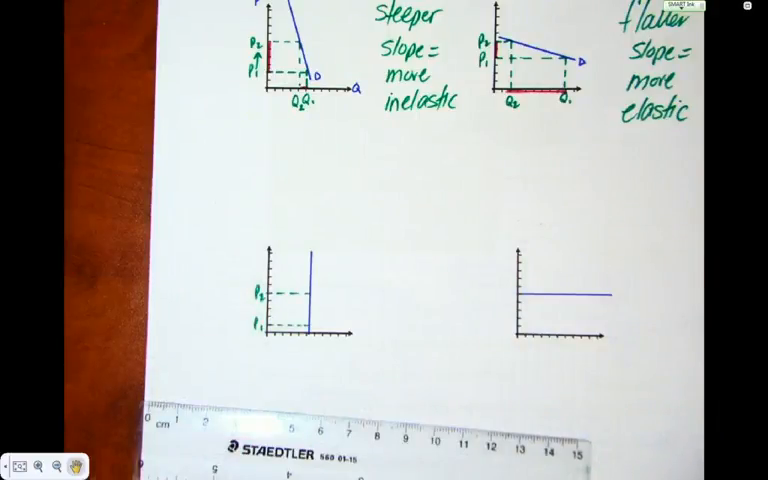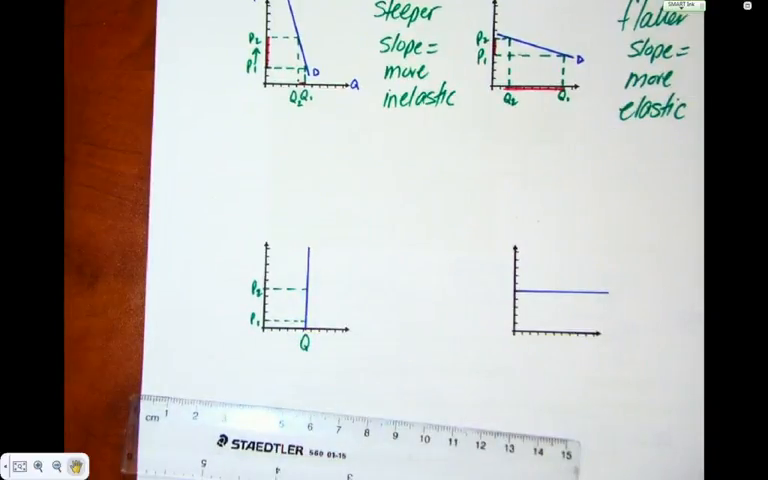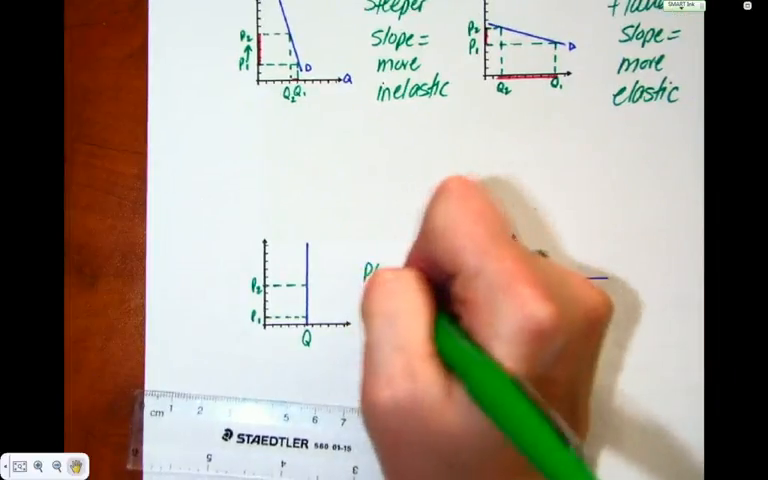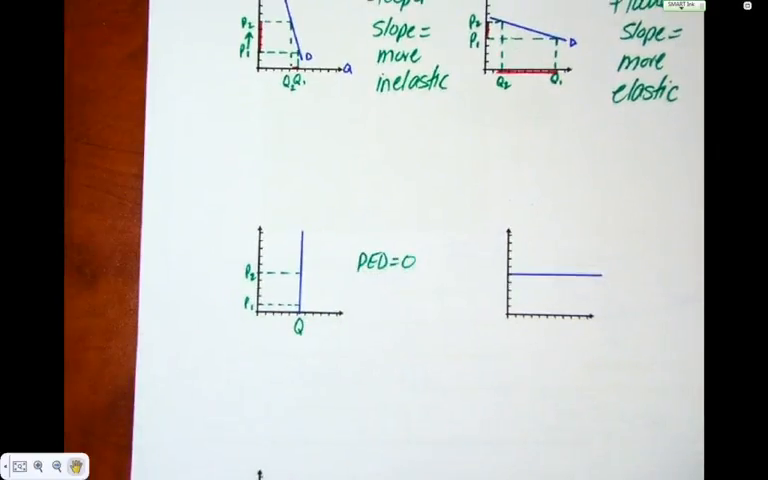Well, how do we mark the quantity? It's not going to change. The quantity is the quantity. Doesn't matter what the price is, the quantity is not going to change. That's a PED of 0. Okay, so it doesn't matter. They can raise the price $1 billion. People are still going to buy what they're going to buy.